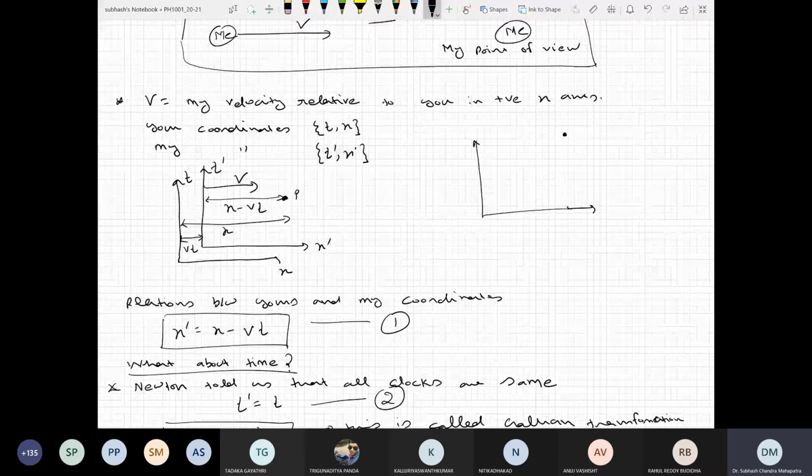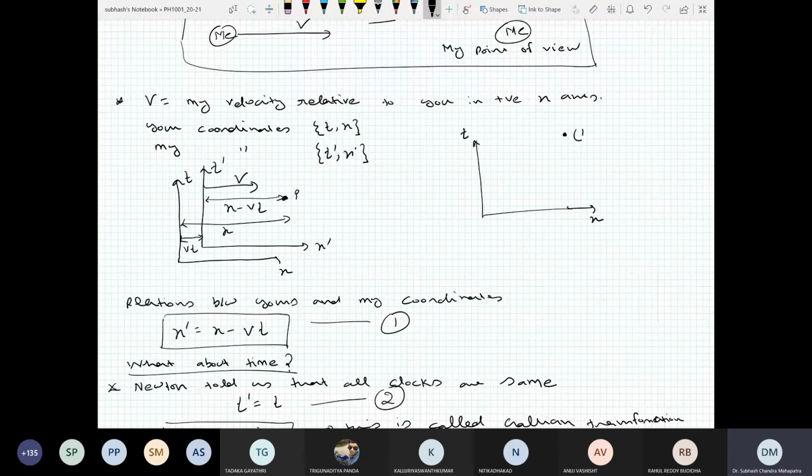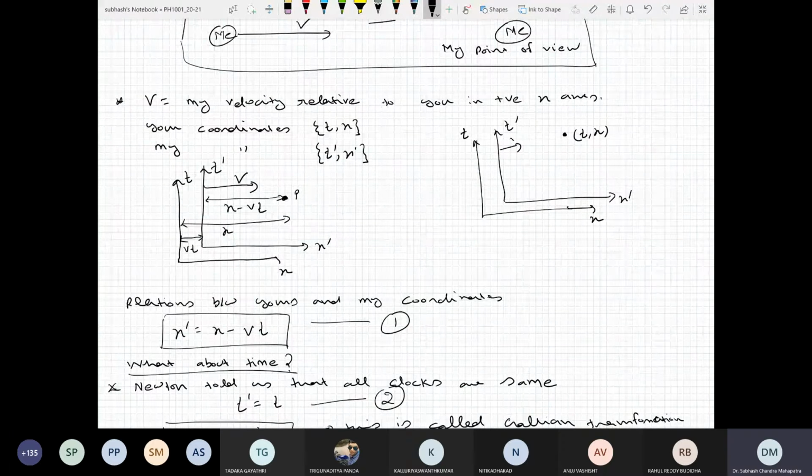Irrespective of what you are measuring, irrespective of you or me, a lightning happened at Rourkela. It is independent of how you are measuring or how I am measuring. It is happening. Now there is a stick, or a coordinate system, with respect to which you are measuring. So this is you, t and x, at rest with respect to you. What are the coordinates of this point? The coordinates of this point are t, x. Now I am moving with respect to you with velocity v in the positive x-axis, with coordinates t prime and x prime.